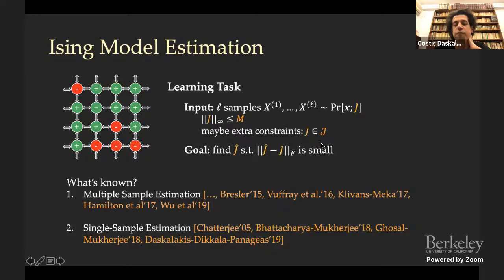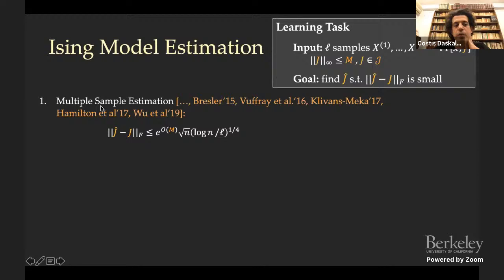So let me discuss what these people do. The multiple sample literature places no more assumptions than that the infinity norm is bounded by M. And in this case, they bound the Frobenius norm by some single exponential function of M, times root n, the size of the network, and log n over the number of samples that you have, to some power 1/4. In particular, this type of bound becomes interesting as soon as L is bigger than log n, the number of variables in the network, as long as you pay this exponential constant in the beginning. The reason is that with the assumption that I've made, the Frobenius norm is bounded by root n. So the moment L becomes comparable to log n, you start shaving off multiples of root n. So this type of bound becomes interesting.